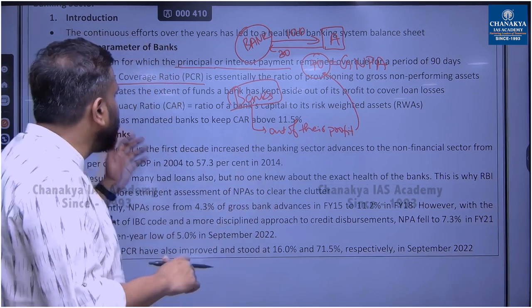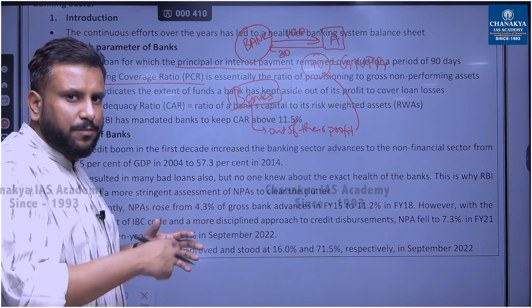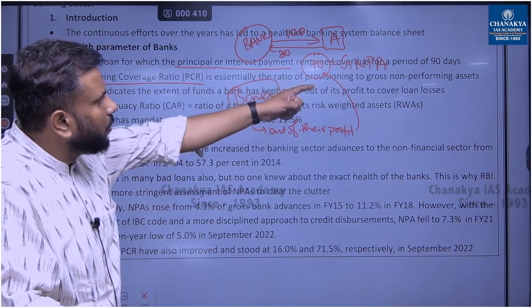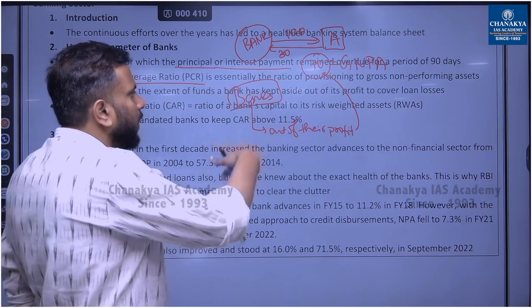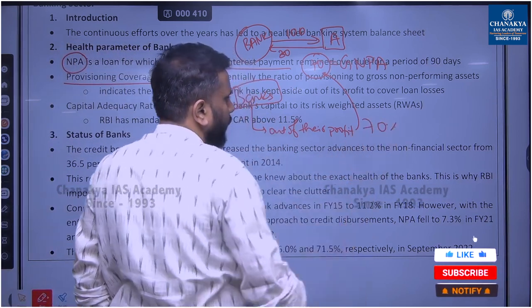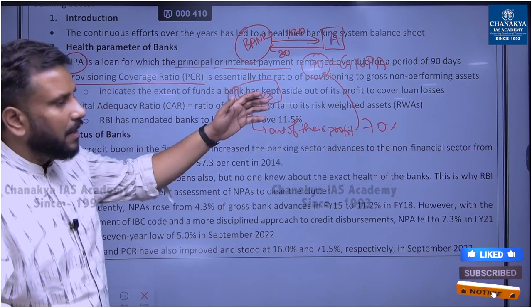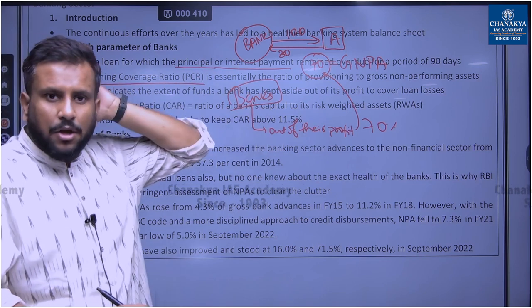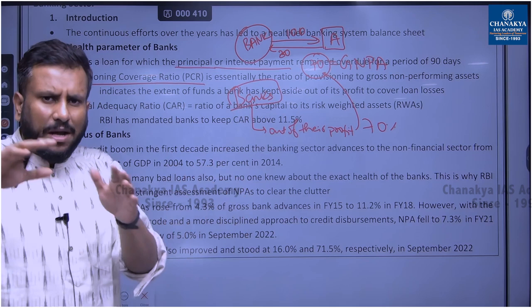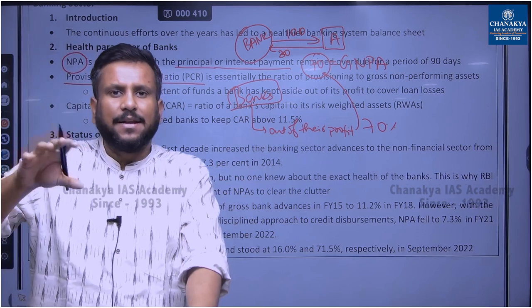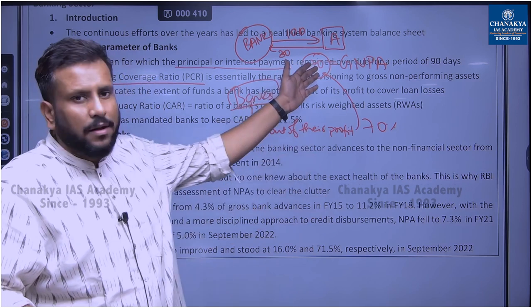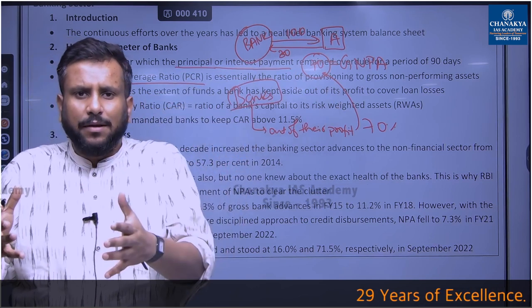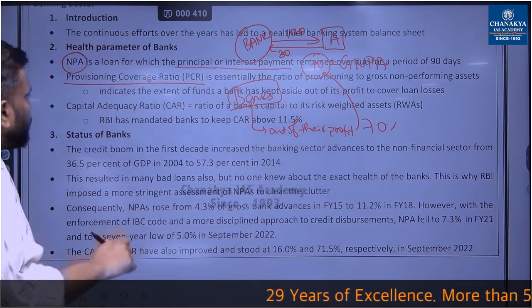So isi ko kehte provisioning coverage ratio, how much the bank is provisioning money out of its profit to compensate for the losses in future out of its gross non-performing assets. So isi ke liye aapke paas maan lo 70% provisioning coverage ratio hai. That means 70% of 70 rupees, that means not 63, 49 rupees. So 49 rupees banks apne profit mein se, jo apna profit kamata hai because of other operations, they will keep it as a reserve. So that kal ko if this loan is not able to come back, if that 70 rupees is not able to come back to the bank, the bank has some money to compensate for that loss. So this is known as provisioning coverage ratio.